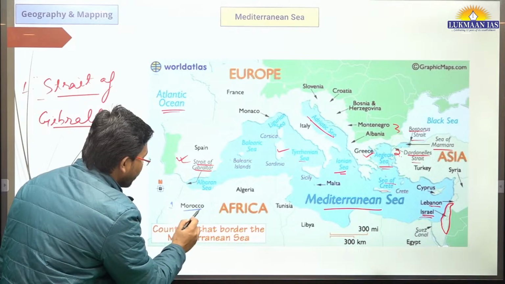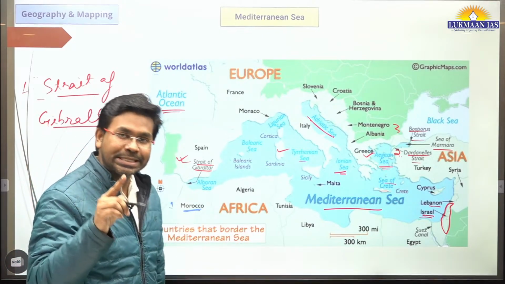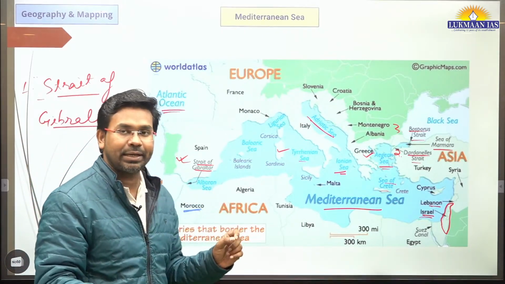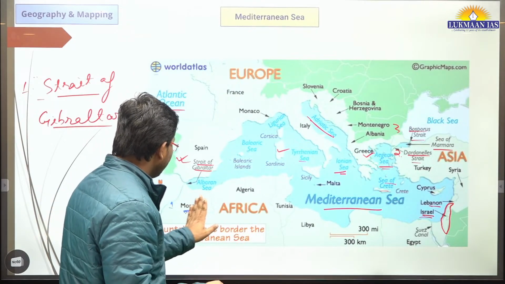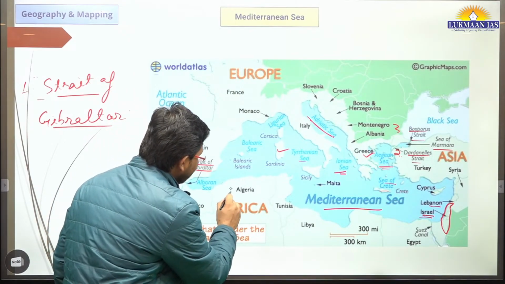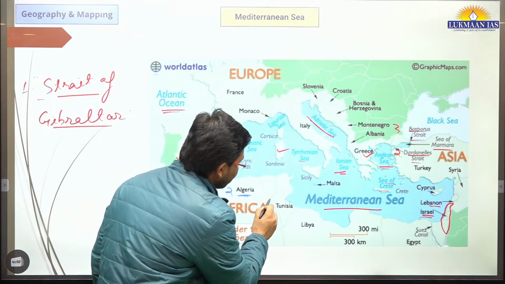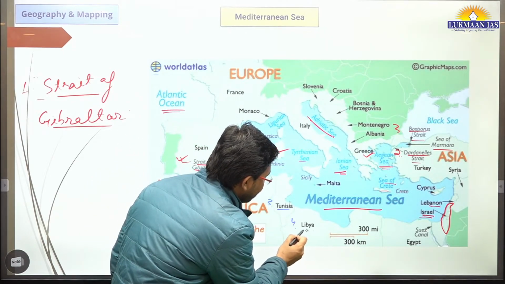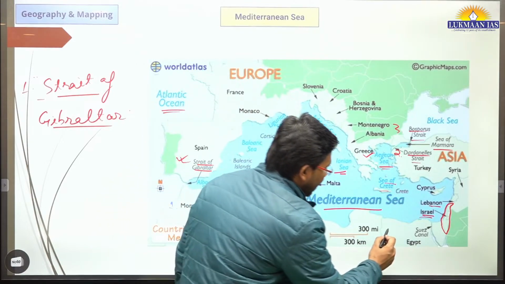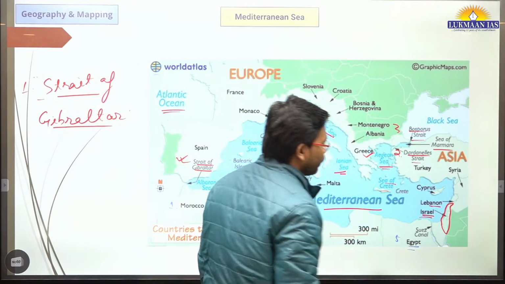One of the countries, Morocco. Morocco was recently in news because it was affected by some kind of hurricanes. So Morocco is a country. Then another is Algeria. Third country is Tunisia. Fourth is Libya, we see over here. And fifth is Egypt. Egypt is over here.